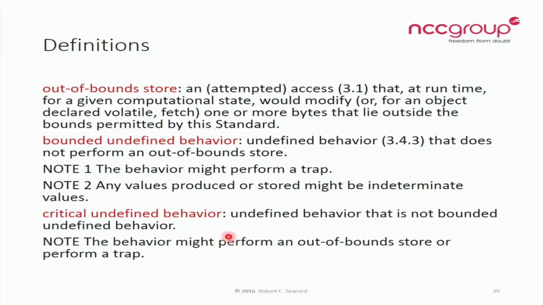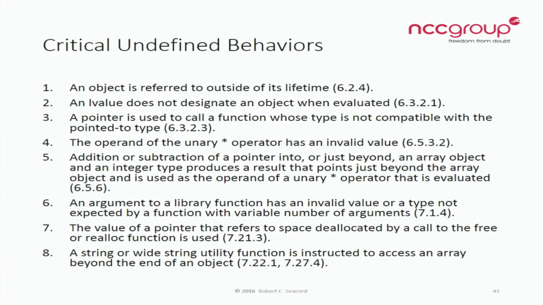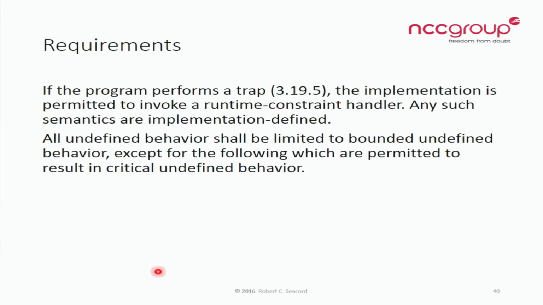And so what we did by creating these 2 definitions is that we restricted the list of critical undefined behaviors to these 8. So these 8 can result in out-of-bounds writes, and the other 292 plus undefined behaviors are now bounded undefined behaviors that cannot result in writing outside the bounds of an object. So this is true if and only if Annex L is implemented by the compiler, and I don't yet know of any compilers that support Annex L. But it's presumably a good idea.